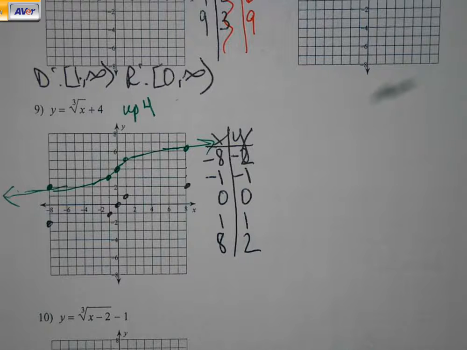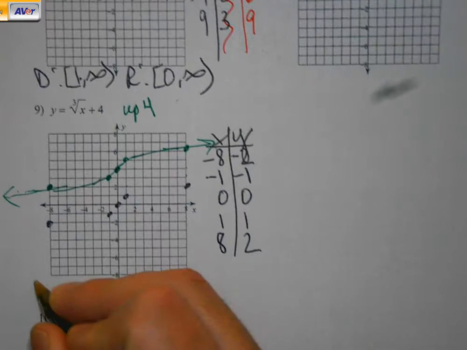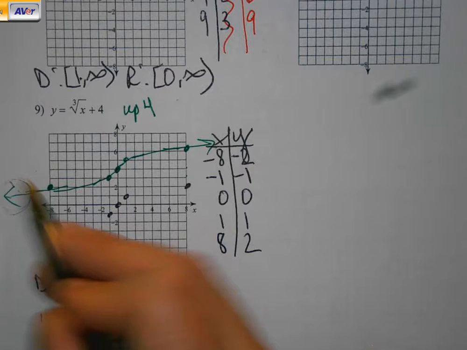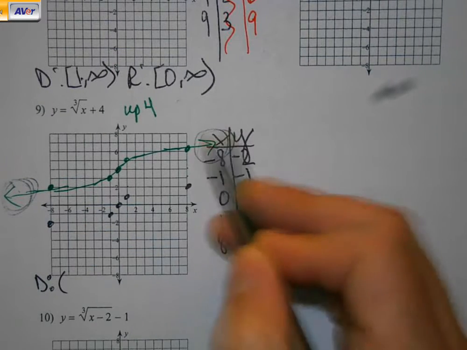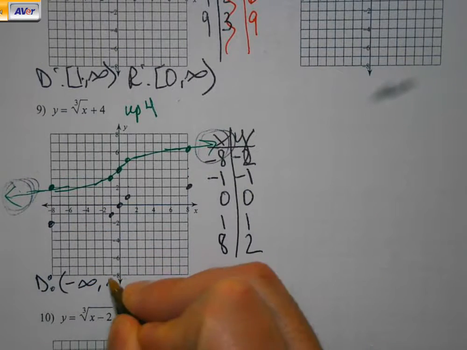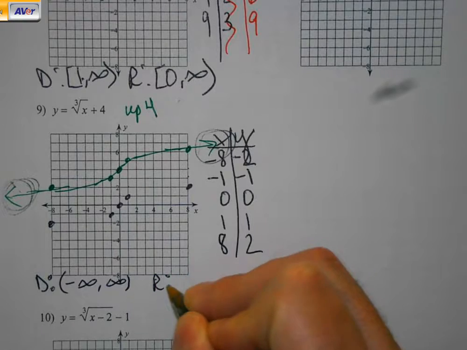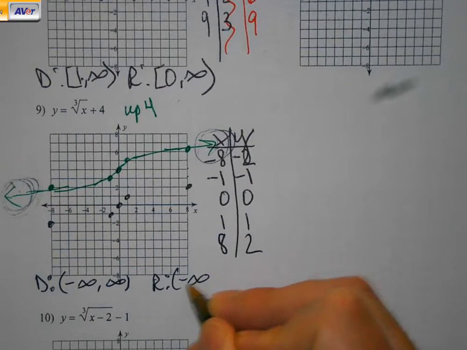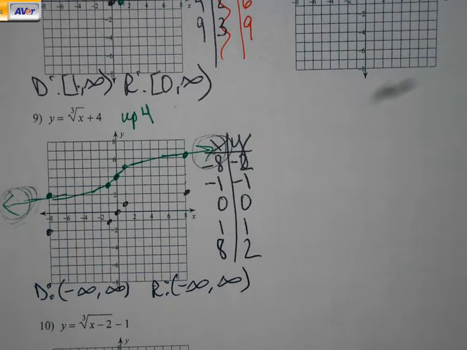Which is cool because, as we mentioned before, these are the easiest problems, or at least should be on the quiz, because I don't have to think on my domain and range. They go forever to the left and right. They go forever down and up. And that's true no matter what shifts you have. Cubed roots, don't have to think.